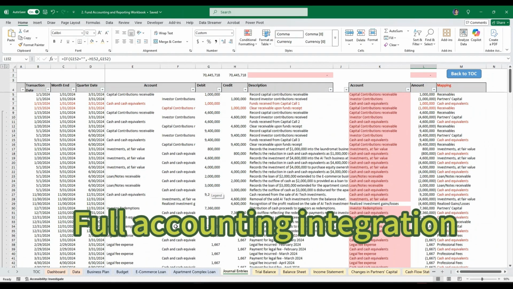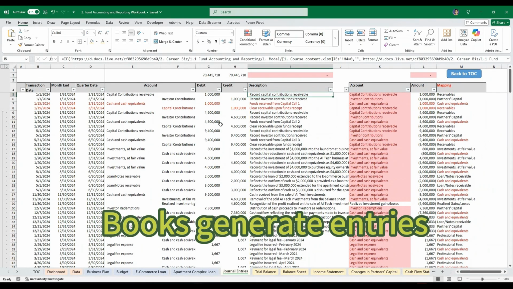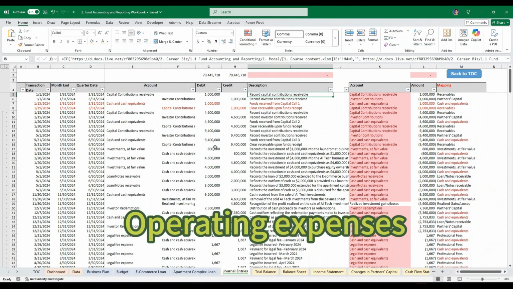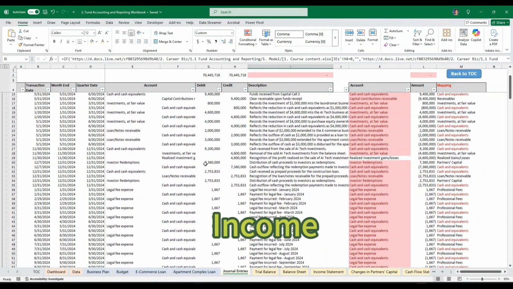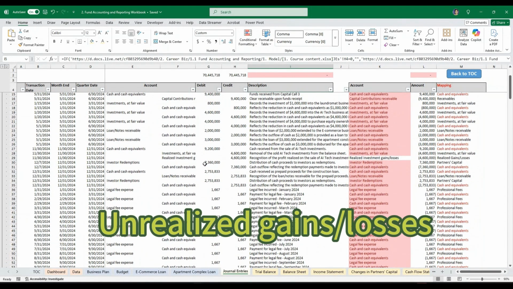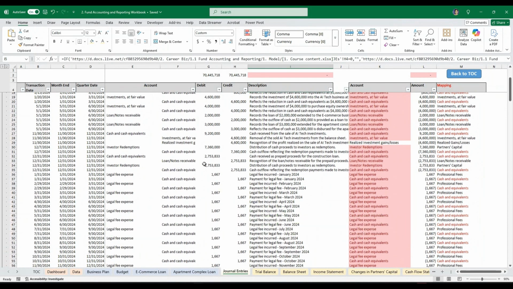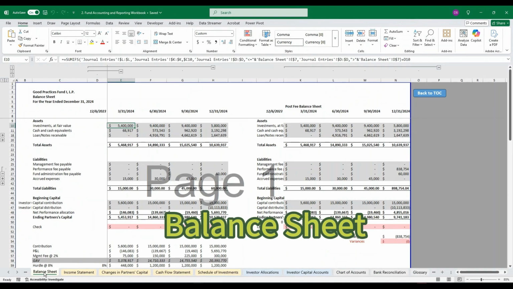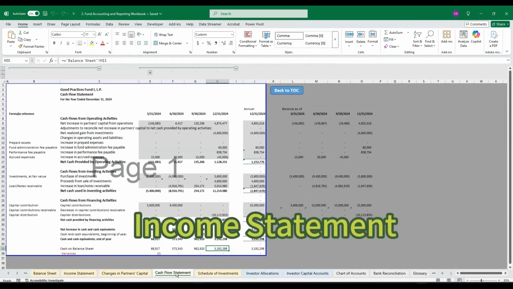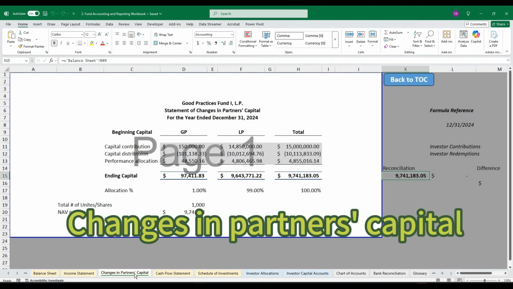Full accounting integration. Books journal entries for capital costs, investment, operating expenses, income, realizations, and unrealized gains and losses. Generates monthly trial balances, financial statements, including balance sheet, income statement, cash flows, and changes in partners' capital.